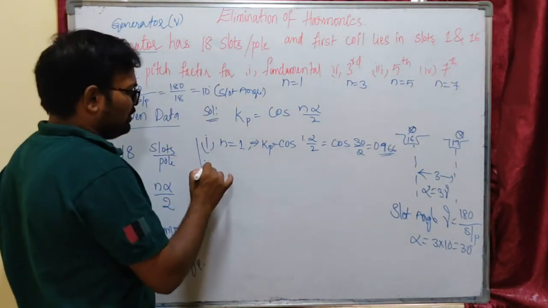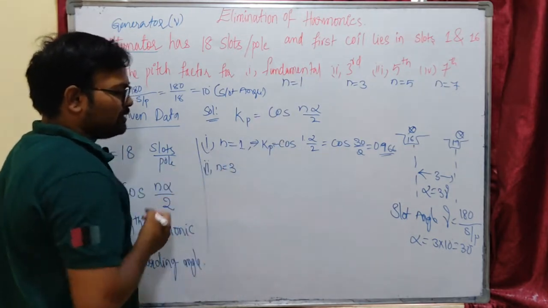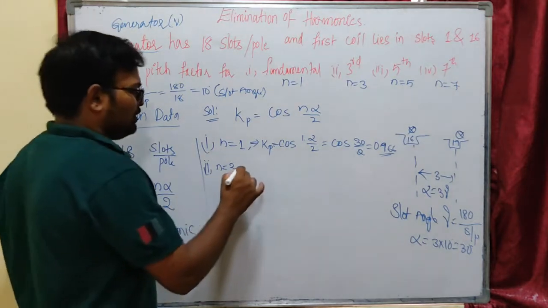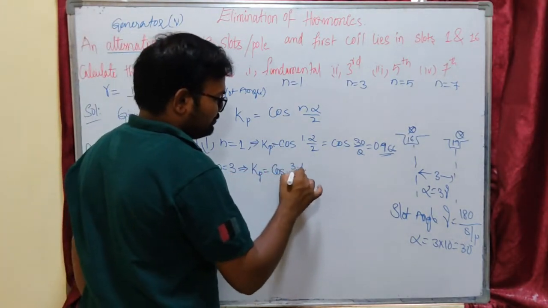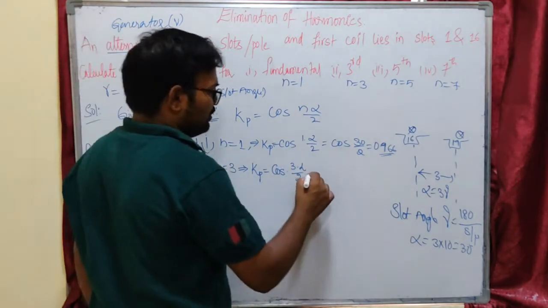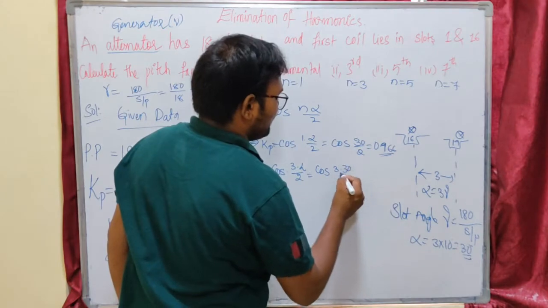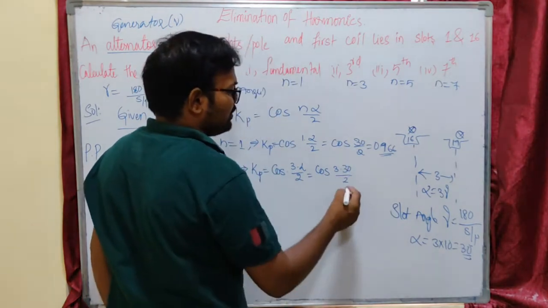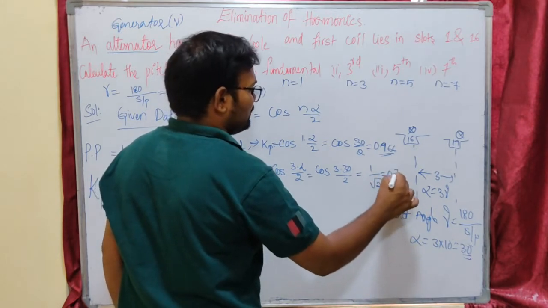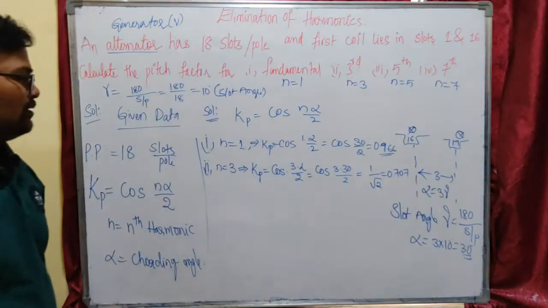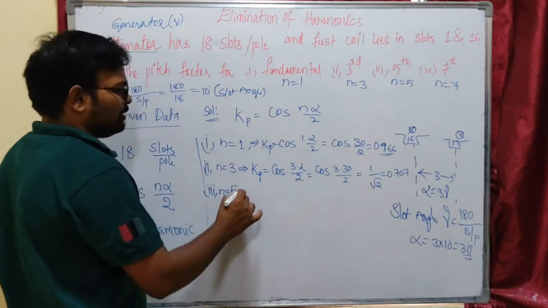Now let us find out the pitch factor to eliminate third order harmonics. Here n will be 3, so Kp will be equal to cos of 3 times alpha by 2. That is cos of 3 times 30 degrees by 2. 3 into 30 is 90, and 90 by 2 is 45. Cos 45 is 1 by root 2, which is nothing but 0.707. Now let us find the next one. In order to eliminate the fifth order harmonic, what is the pitch factor here?